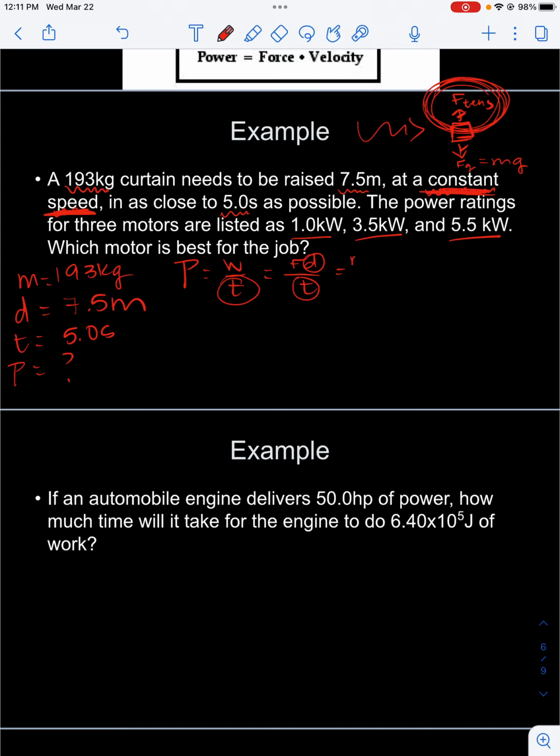So we can sub in mg for our force times distance over time. Now we have mass, we know g, we have d, and we have t. So we can just plug it into our equation. We have 193 times 9.81 times 7.5 all over 5 seconds. So our total power rating for this is, what is it?